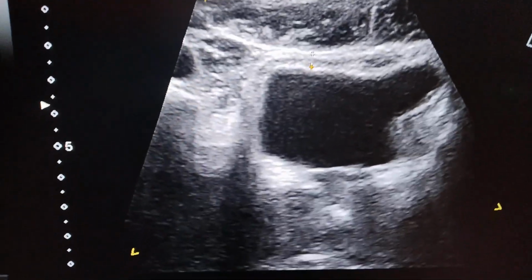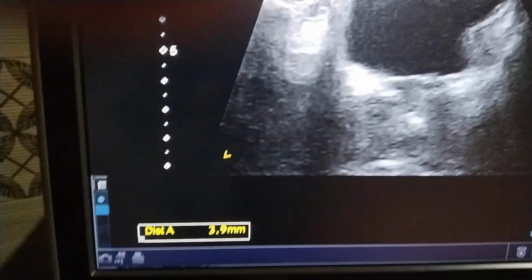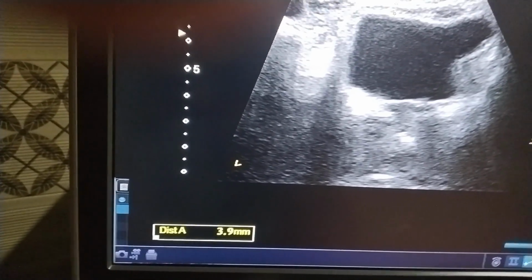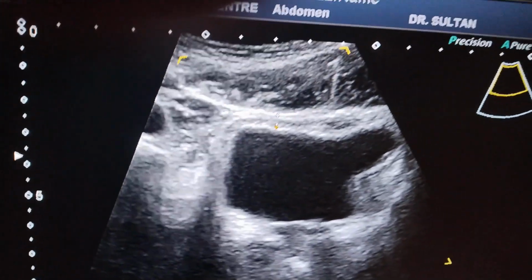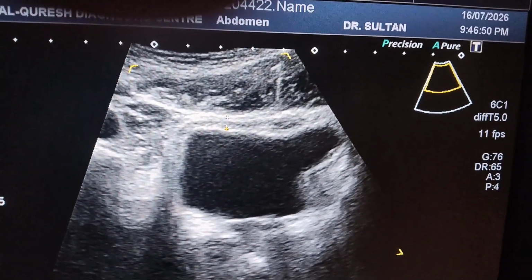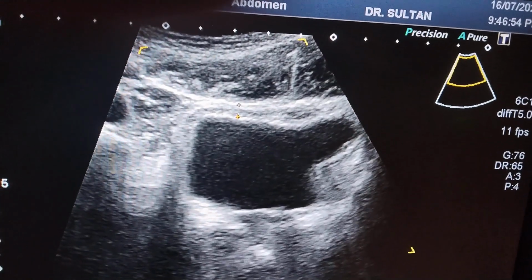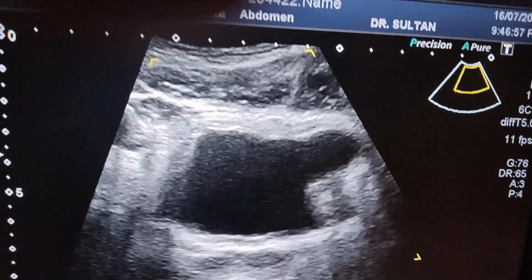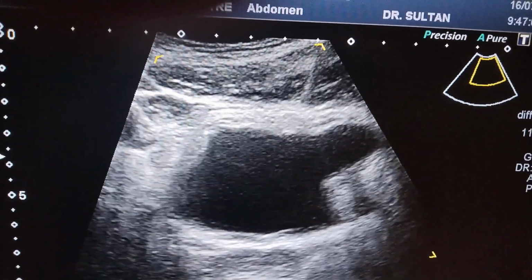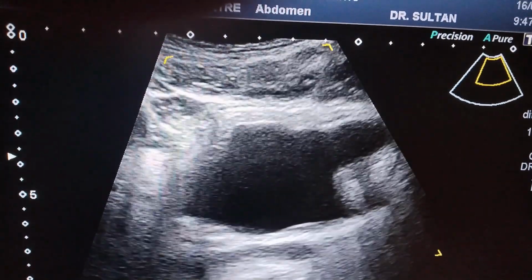Here we can see that it is 3.9 millimeter. So when it is partially filled, we can appreciate that the wall seems to be thick. I want to show you that when it is not adequately filled, it is partially filled, and this is when we measure it.